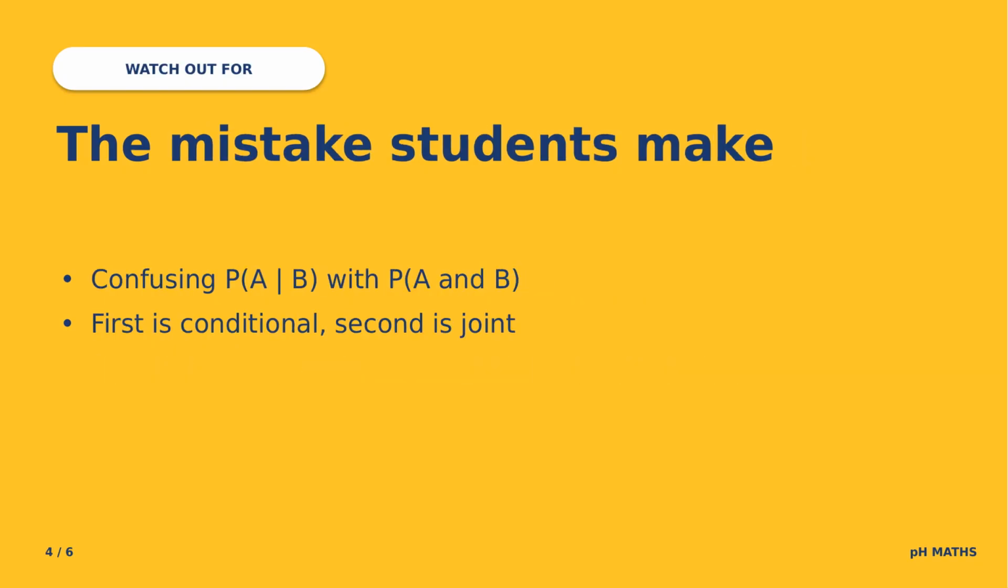Common mistake. Confusing the probability of A given B with the probability of A and B. The first is conditional. Given B has happened, what's the chance of A? Whereas the second is joint, the joint chance of both A and B happening. Different concepts, different numbers. Read the wording carefully.